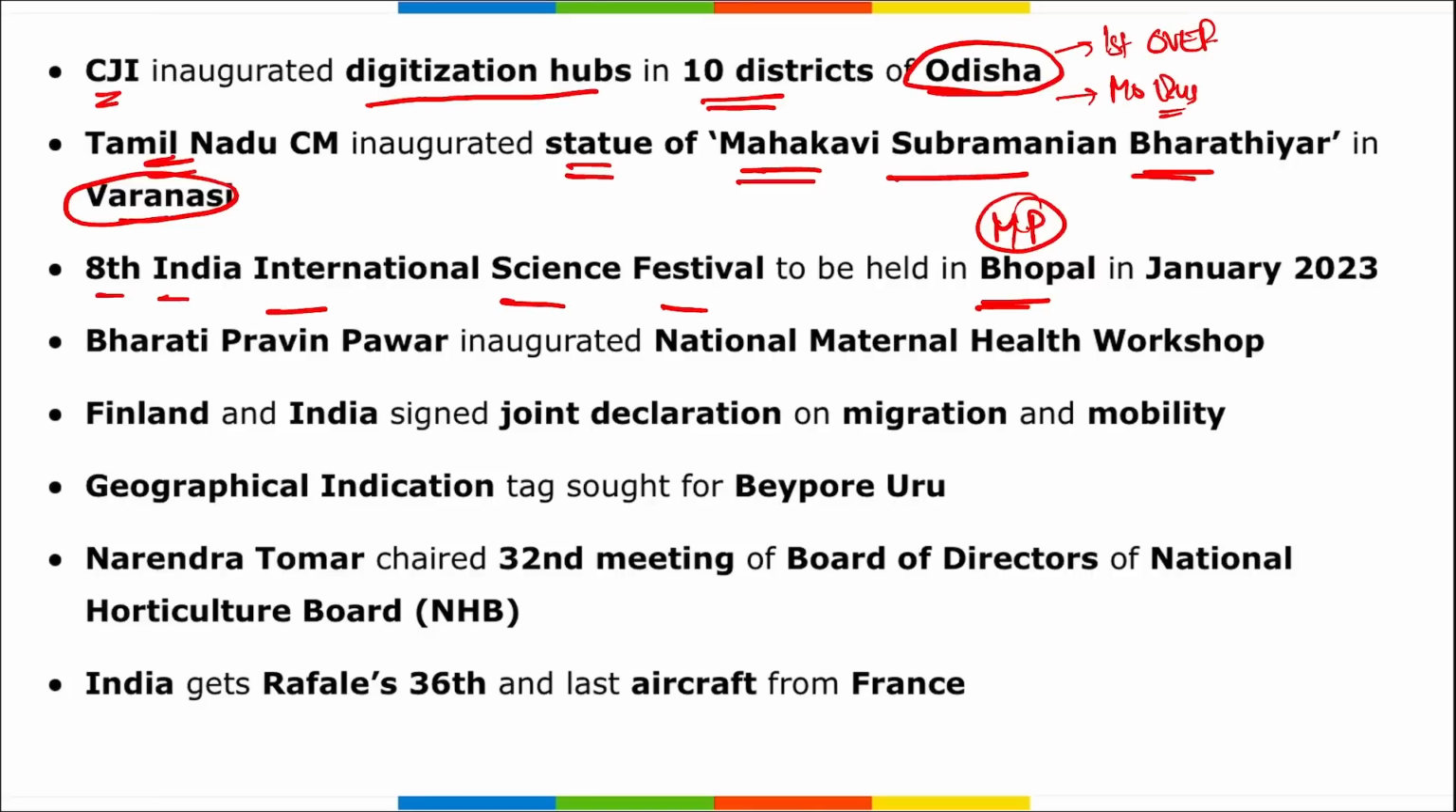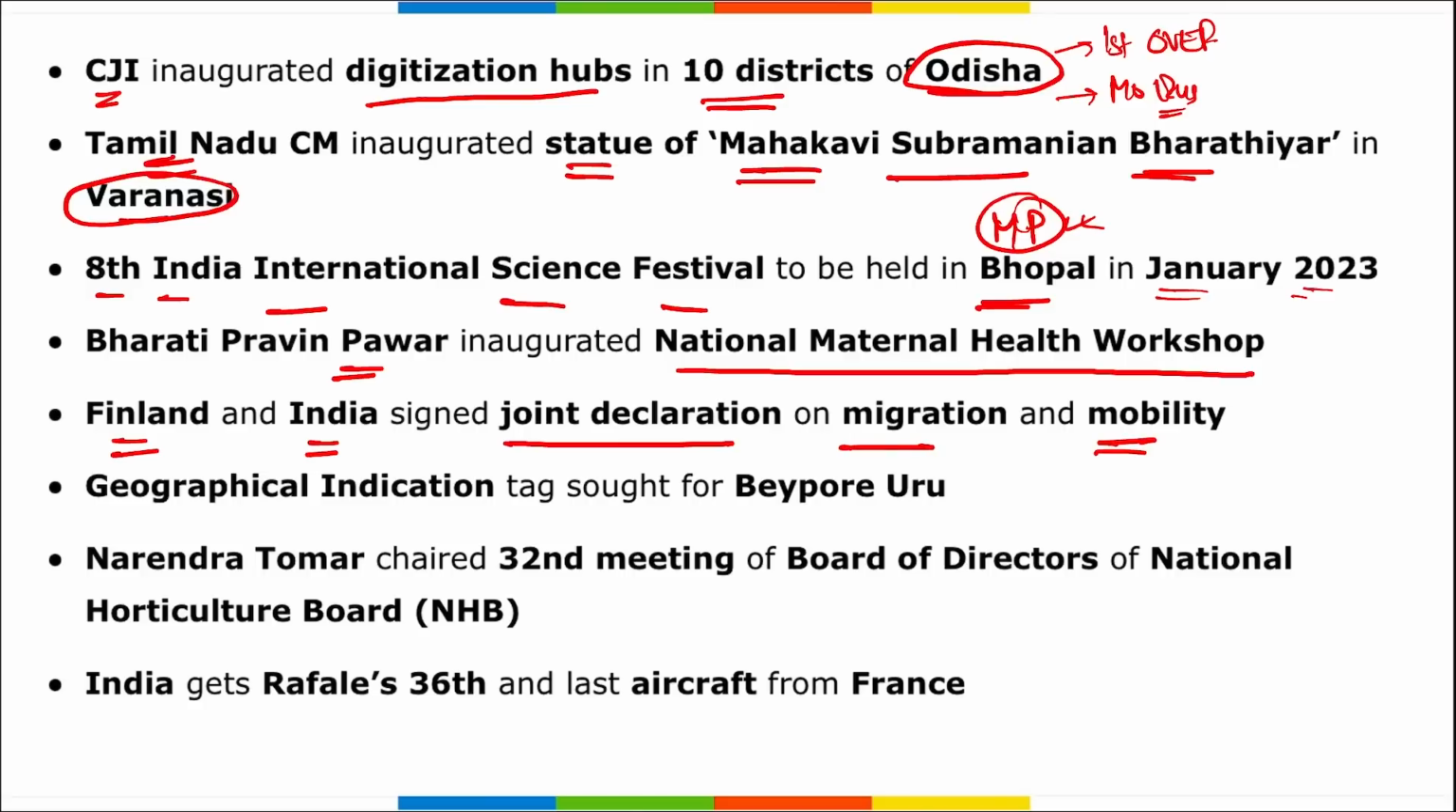Next is 8th India International Science Festival. Where will this be held? This will be held in Bhopal, Madhya Pradesh in the month of January 2023. Then Bharti Praveen Power has inaugurated the National Maternal Health Workshop. Finland and India, they have signed a joint declaration on the migration and mobility.